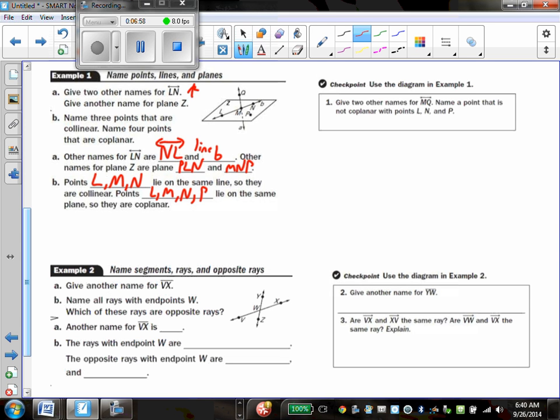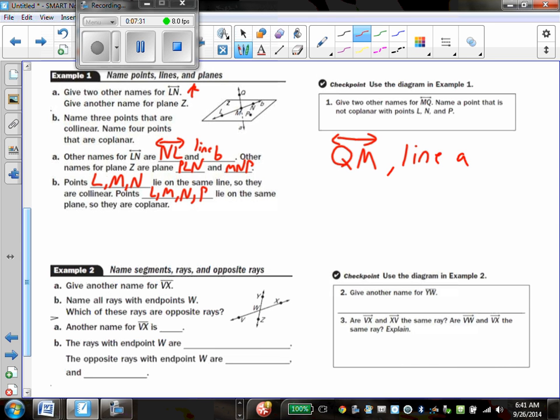All right. So we have the checkpoint over there on the side. First, we have to give 2 other names for MQ, and then name a point that is not coplanar with L, N, and P. All right. So 2 other names for MQ. We could always call that QM. Just switch the letters around. And also, we can see that there is a letter for the line, a lowercase letter. And we see that it's a lowercase a. So we could call this line a.